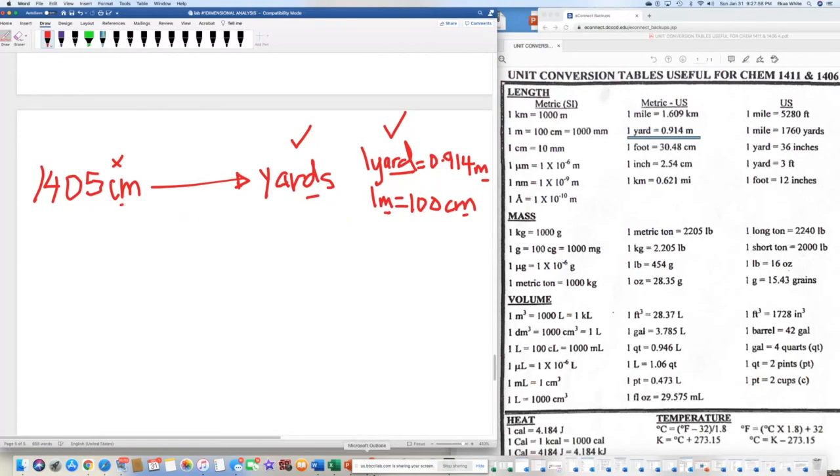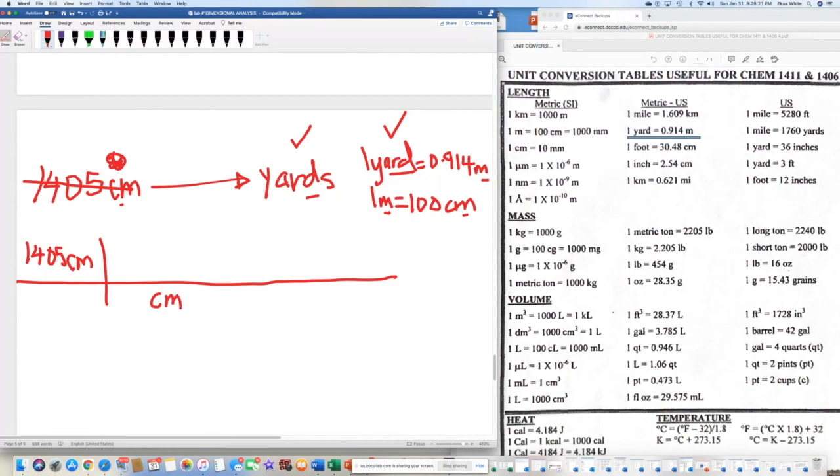Now I can start my math, okay? So I start with the given number and the unit, 1405 centimeters. I draw my conversion bracket. Now, because this is centimeters, what I write down here has to have the centimeter unit.